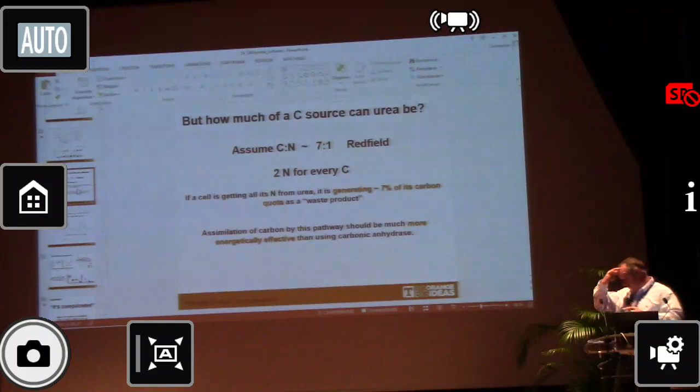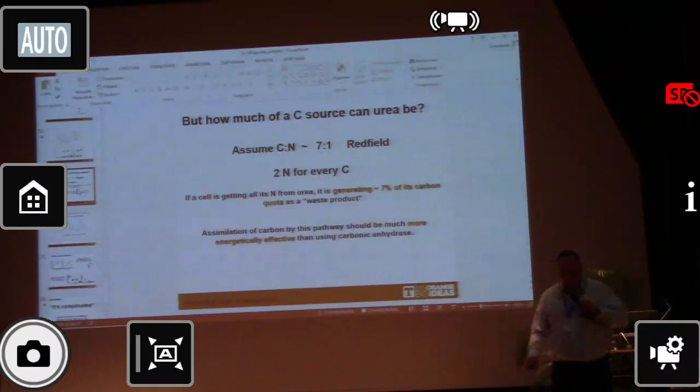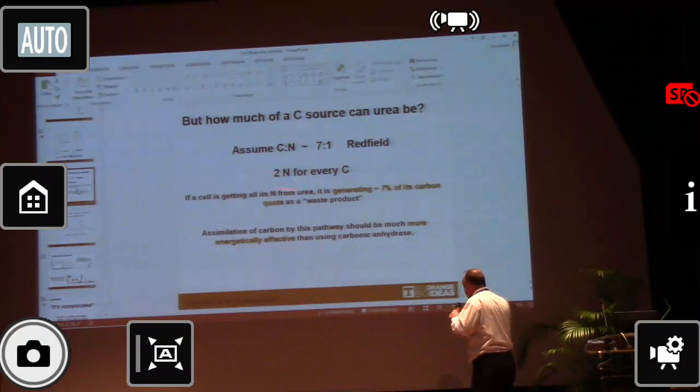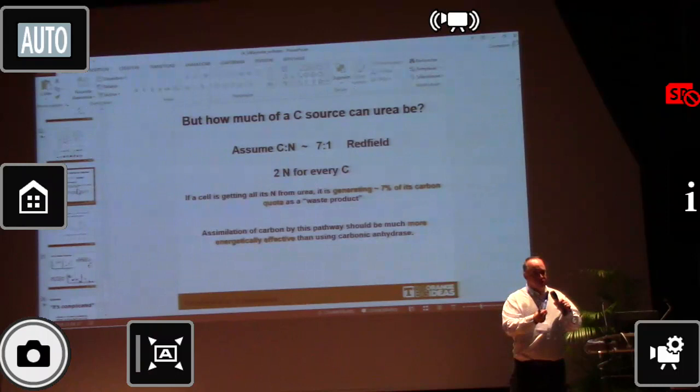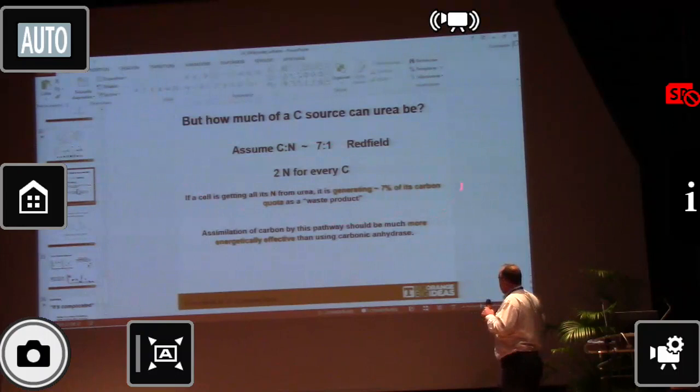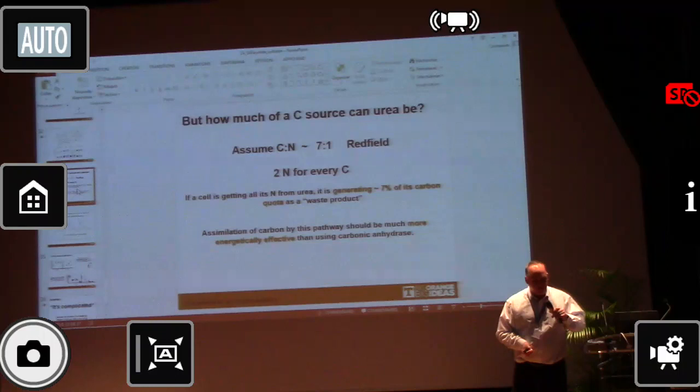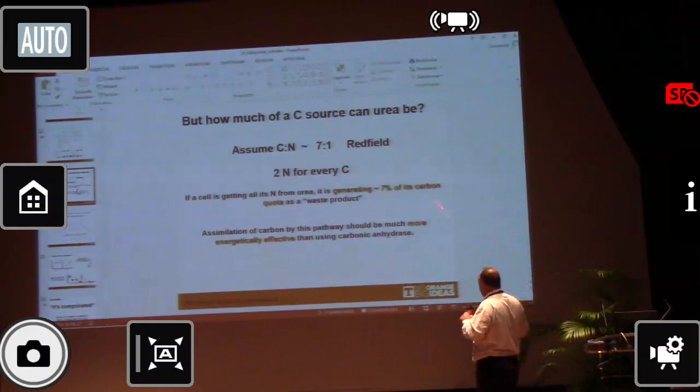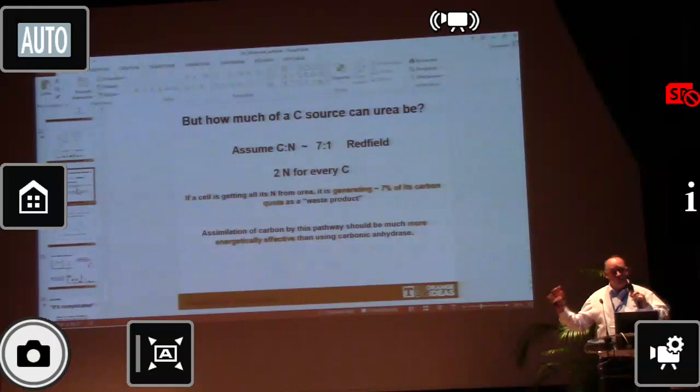Okay. So could this actually happen in nature? Let's think about this for a second. How do we do this calculation? Well, if we assume Redfield, carbon-nitrogen in a 7-1 ratio, so 2 nitrogen for every carbon, and if the cell is getting all of its nitrogen from urea, that releases enough carbon to make up about 7% of the cell's carbon requirement for that day. 7% doesn't sound like a lot, by the way, just for the record. But it is releasing this 7% in a pathway that should be energetically much more favorable than pumping bicarbonate.